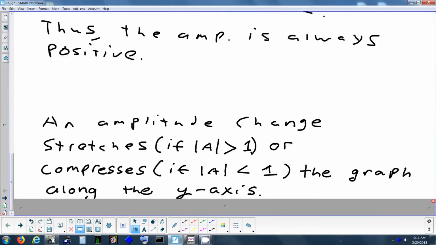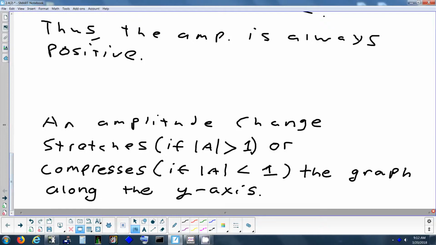So if the absolute value of A is greater than 1, it will stretch. Even if A is -5, it will stretch. But it's going to do 2 things. It's going to stretch and flip. So any number that has an absolute value bigger than 1 stretches. Less than 1 compresses. And we are stretching and compressing along the y-axis.